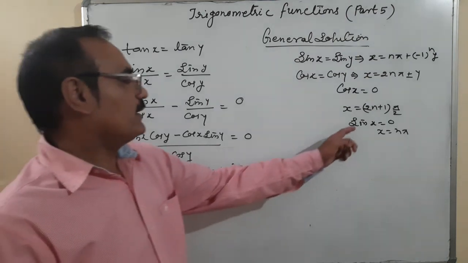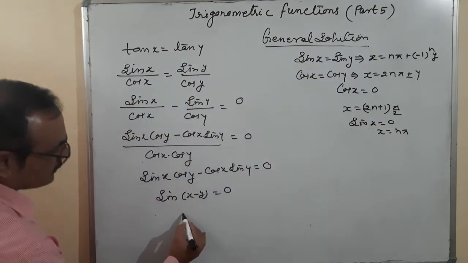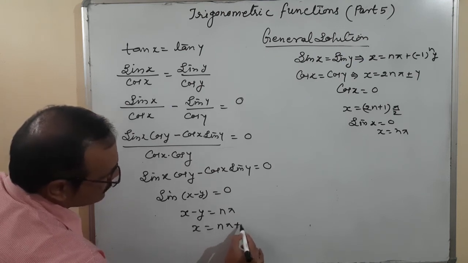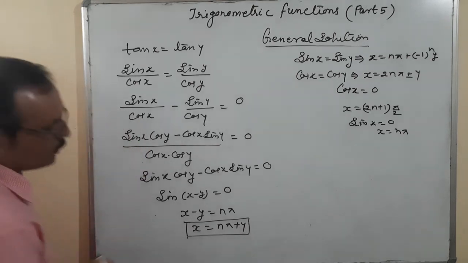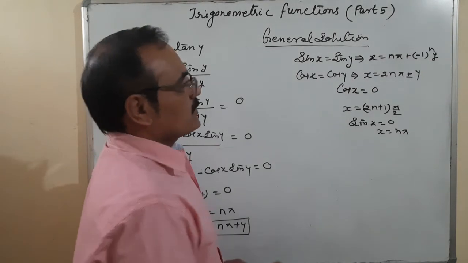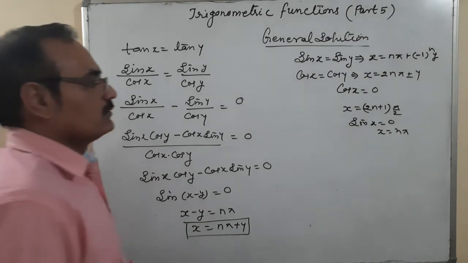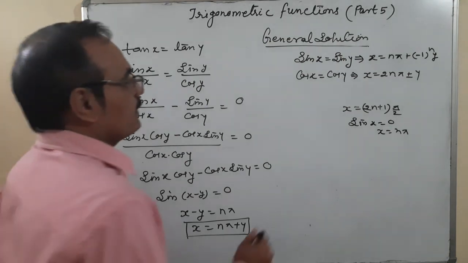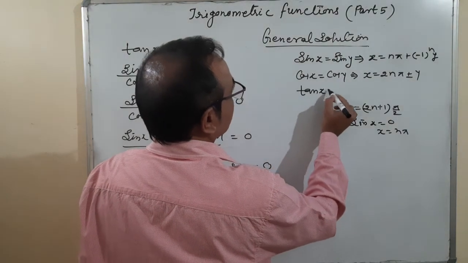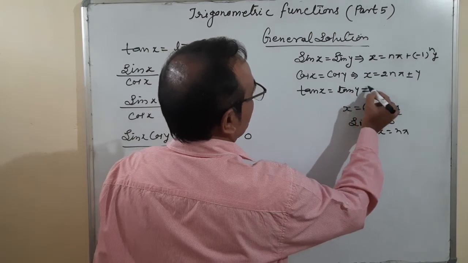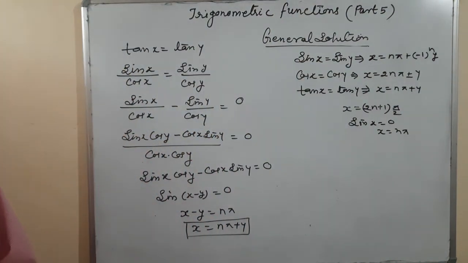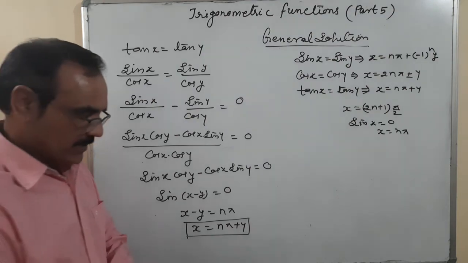And sin x is equal to 0 gives x is equal to n pi. So x minus y is equal to n pi. Therefore x is equal to n pi plus y. So this is the one and only value. So what does it mean? Tan x is equal to tan y means x is equal to n pi plus y. So these are the three general solutions of sin x = sin y, cos x = cos y, and tan x = tan y.